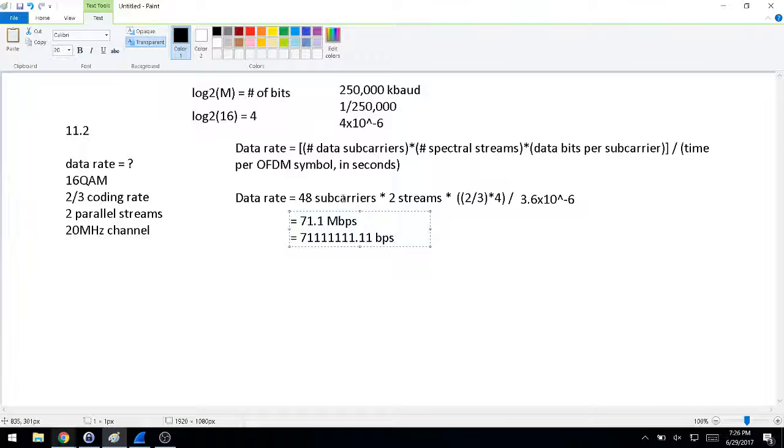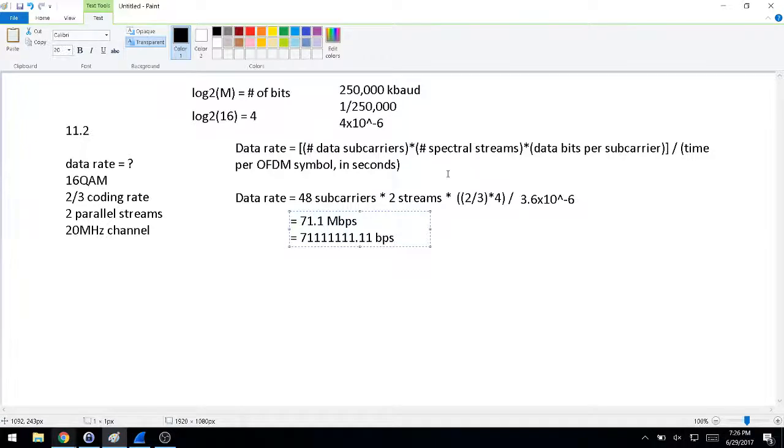We determined that there are 48 subcarriers from the book, which told us on page 351 that the system uses up to 48 subcarriers. Based on what the book was telling us, in our channel we have 48 subcarriers. That's what 802.11a and n make use of, up to 48 subcarriers. Times 2 streams, and we were told from the beginning that we had 2 parallel streams.